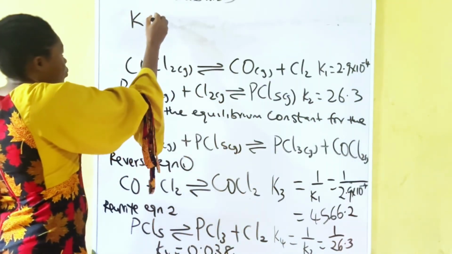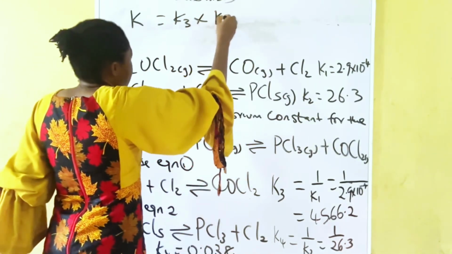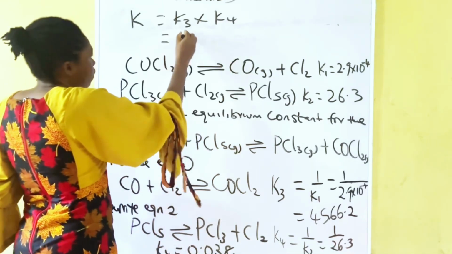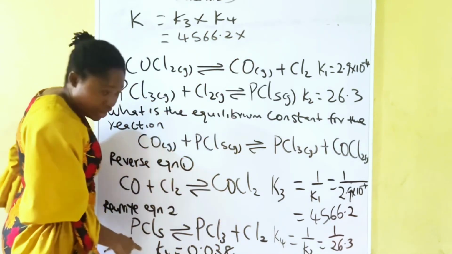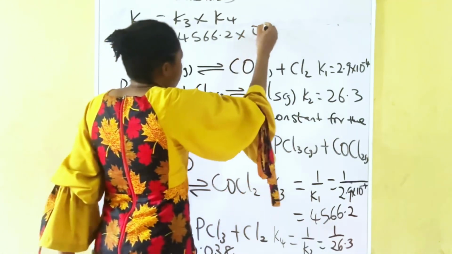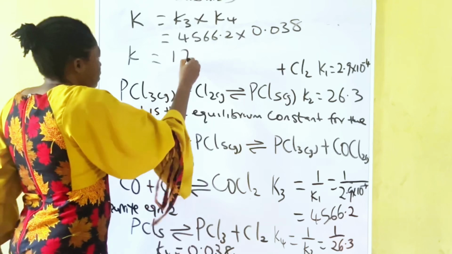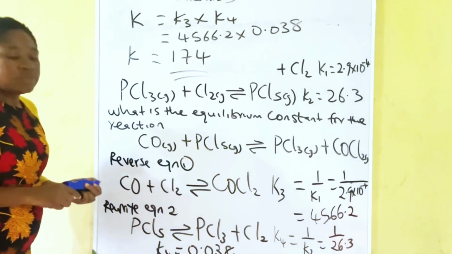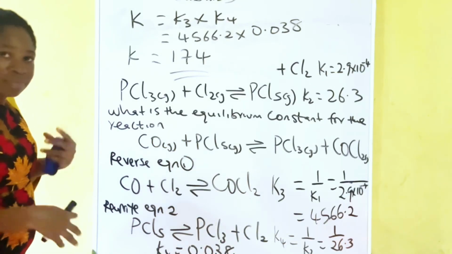Equilibrium constant for the reaction is going to be equal to K3 times K4. So what's K3? K3 is 4566.2. What's the value of K4? 0.038. That gives 174. So anytime you come across this, if the other one is reversed, reverse it.